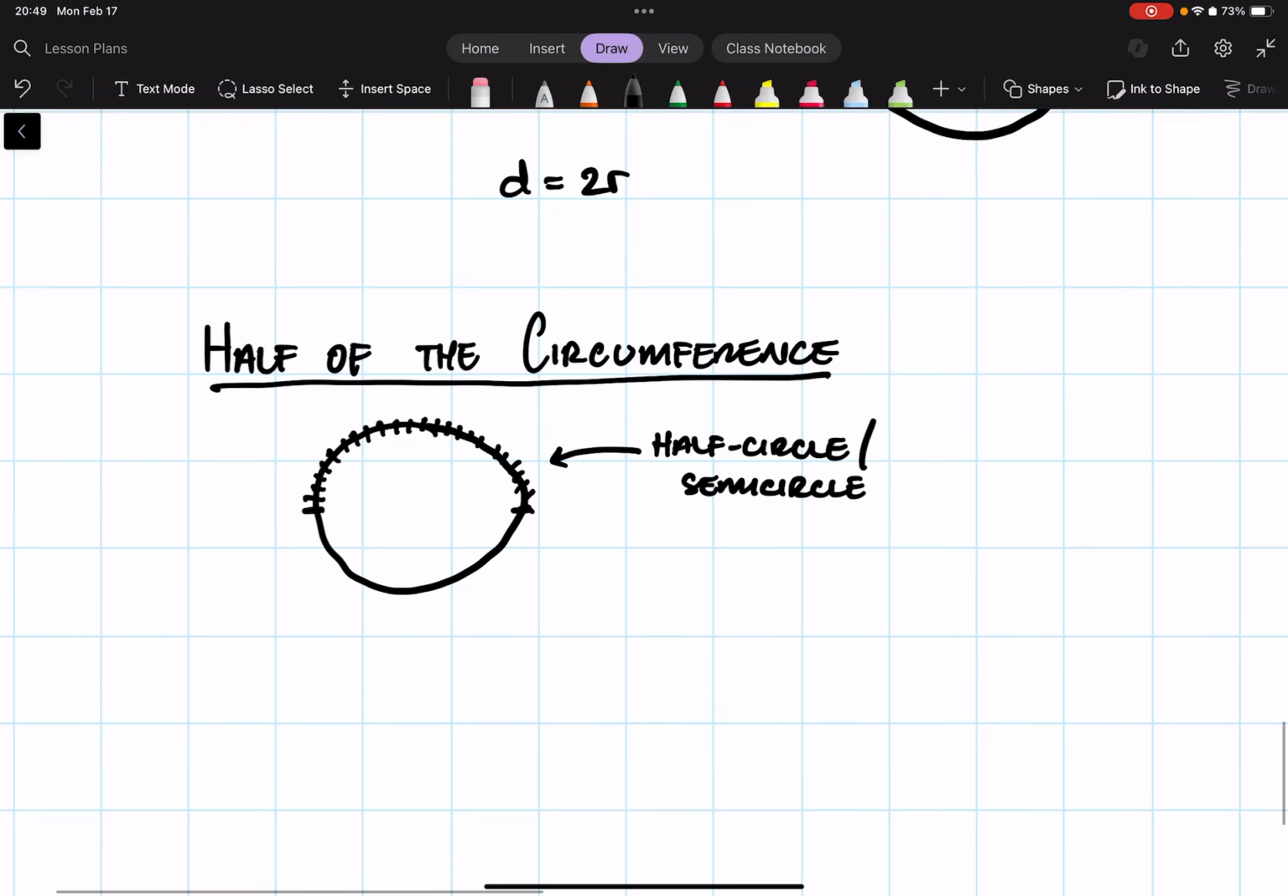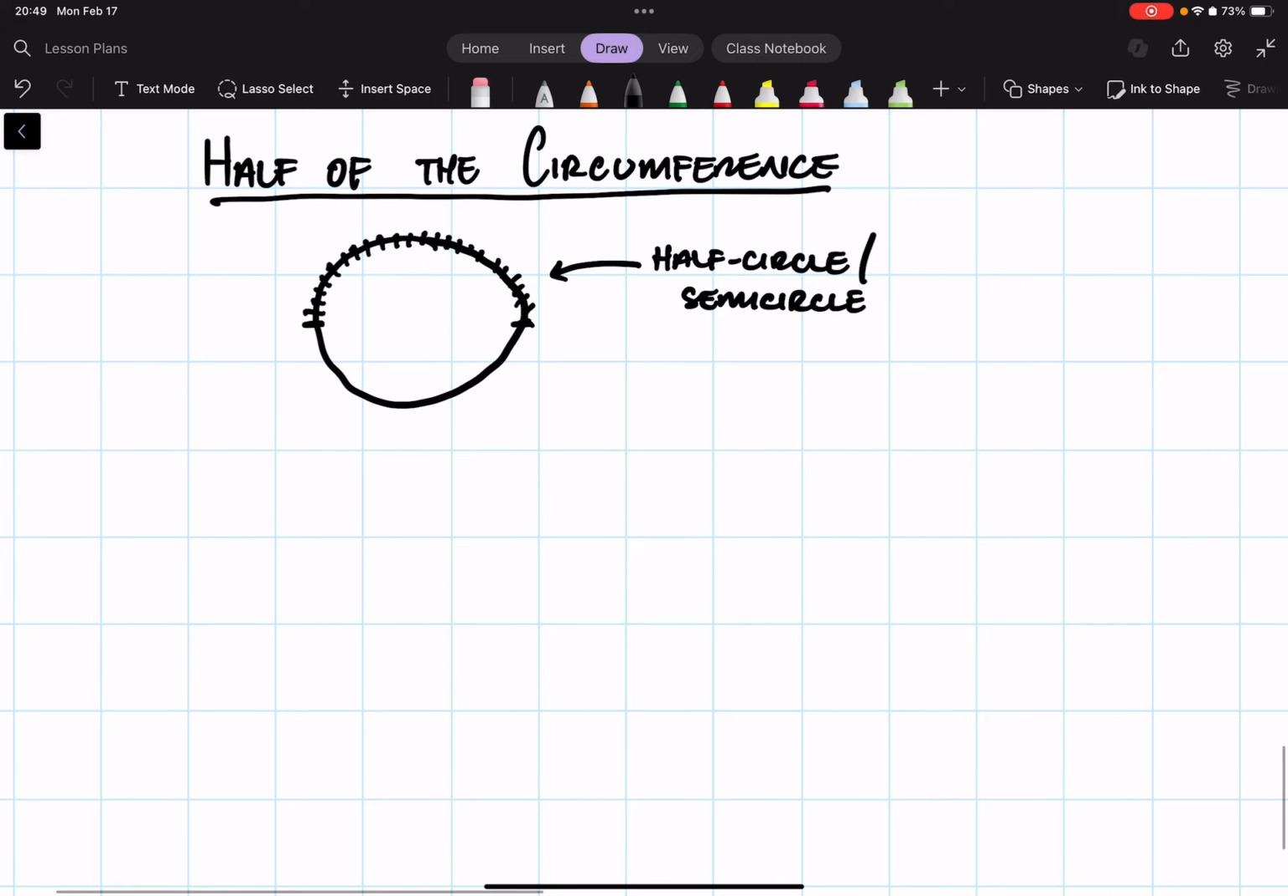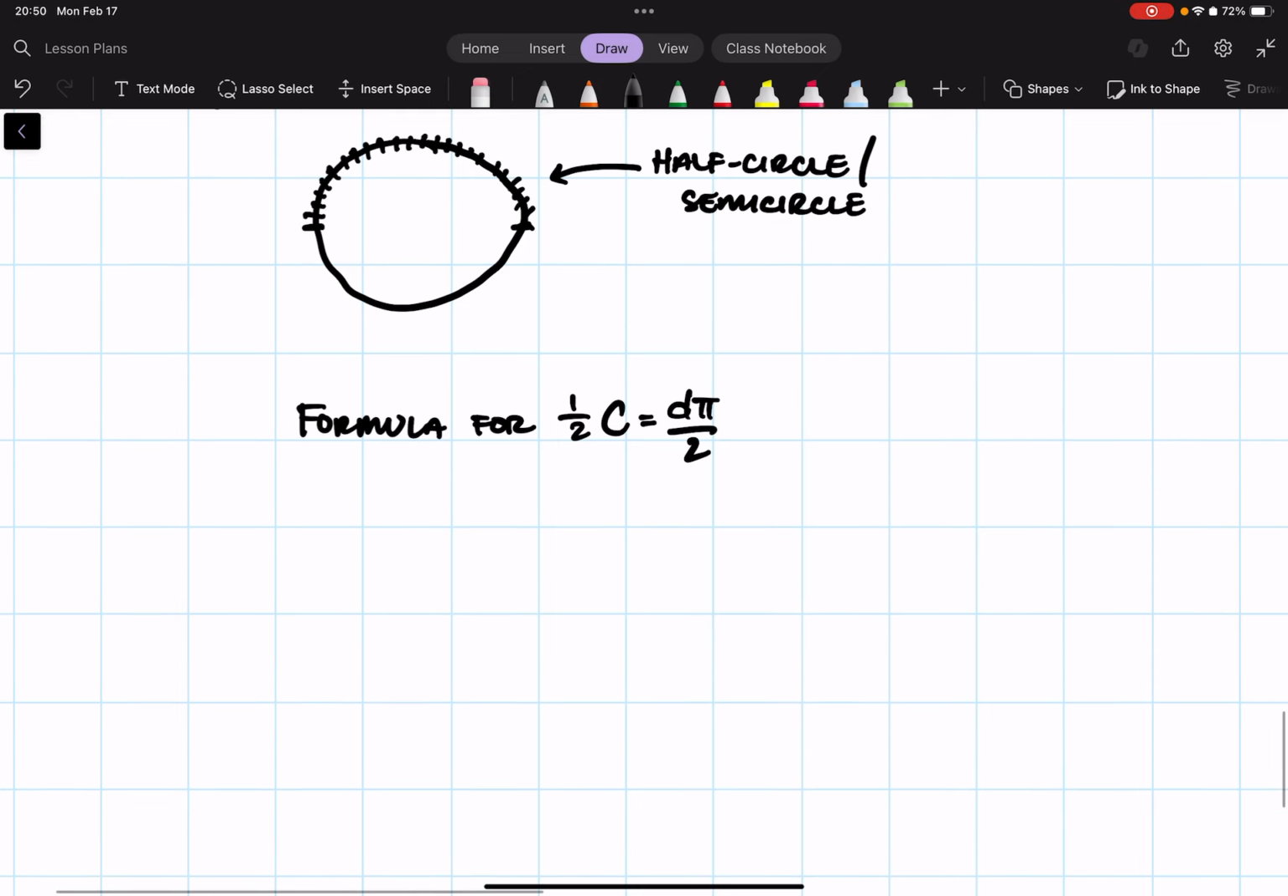So if I can find the entire circumference, the formula for half of the circumference is simply the circumference itself, which is diameter times pi, and then you divide it by 2. If you do that, you are going to get half of a circle like that. I'm going to highlight this formula as well, just for easy finding next time. If you have a highlighter and you'd like to highlight this as well, you could do that.